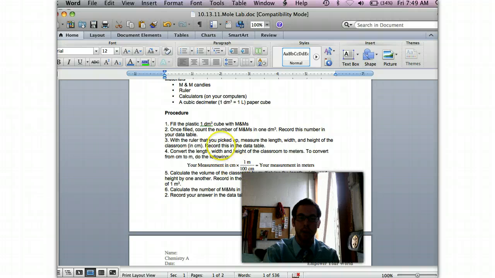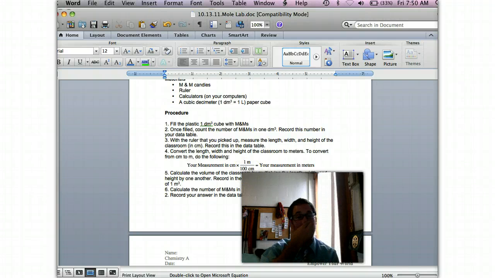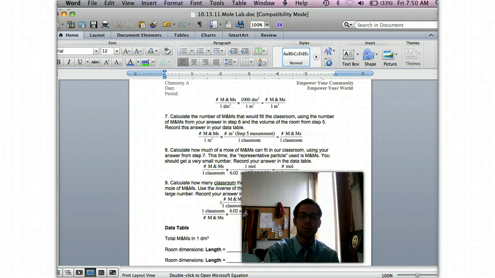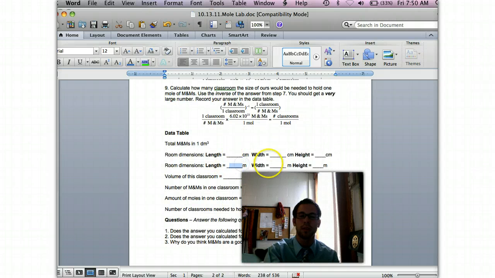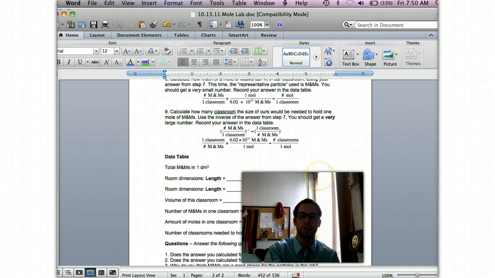You're going to convert that length, width, and height of the classroom into meters by taking the number of centimeters you measured and multiplying it by 1 over 100. That's the same thing as dividing it by 100. So you'll calculate the volume of the classroom by multiplying the length, width, and height by one another, and record it in the data table. Once you've turned it into meters, divided all of these numbers by 100, you're going to multiply this one, and this one together to get this answer right here. That will be the volume of the classroom.